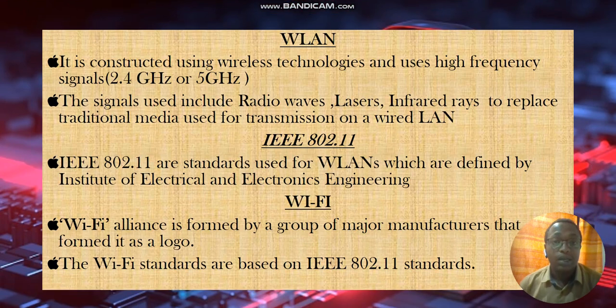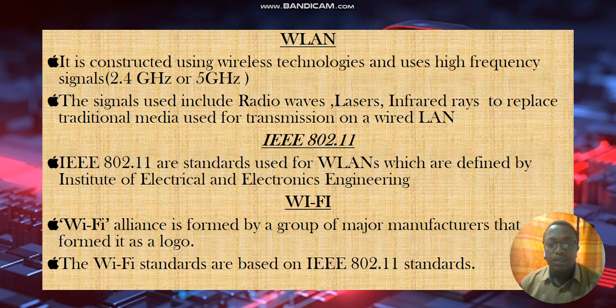Now, starting with the wireless local area network, it is basically constructed using wireless technologies and replaces traditional wired local area networks. Okay, and this wireless local area network uses high frequency signals, which could be 2.4 gigahertz or 5 gigahertz.